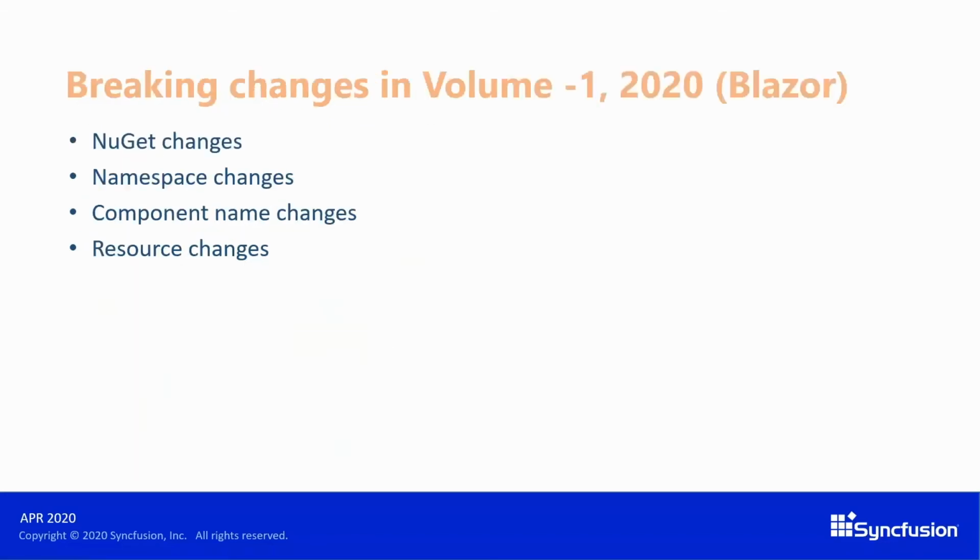Now let's see the breaking changes that have been introduced in the Volume 2020 release for the Blazor components. We have done these breaking changes mainly to avoid the confusion between the EJ2 Essential JS 2 JavaScript components and the Blazor components. There were so many confusions happening between these two. Just to avoid it, we have done this breaking change, as well as to minimize the steps in Blazor application creation.